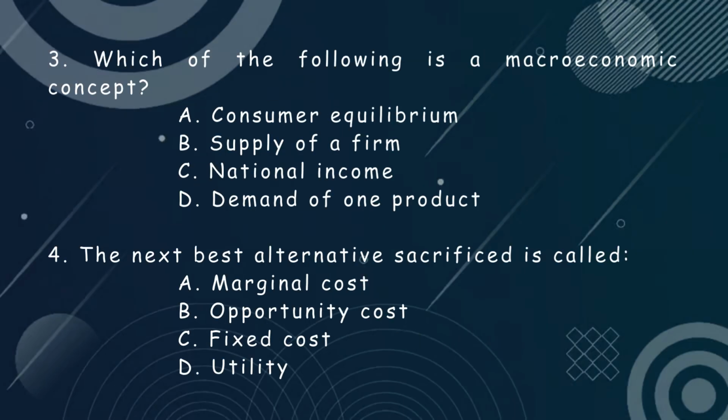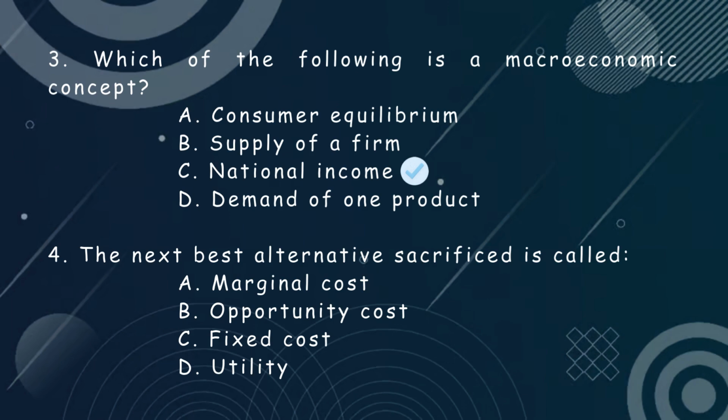Question number 3. Which of the following is a macroeconomic concept? A. Consumer equilibrium. B. Supply of a firm. C. National income. D. Demand of one product. Answer: C. National income.